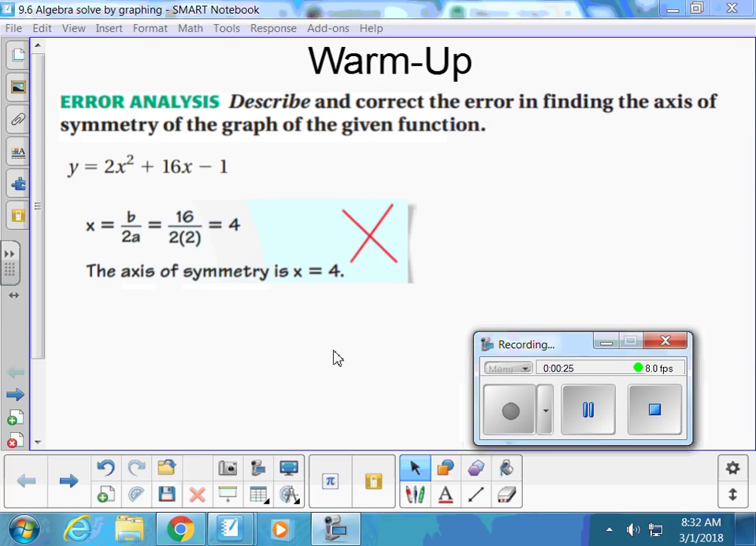Go ahead and click pause and try this warm-up and see if you can find where the student made a mistake. All right, you're back. So where the student went wrong is they used the wrong formula. X equals negative b over 2a, and they did just positive b over 2a. So to correct that, we would just turn that 16 to a negative, and that would make that answer a negative 4. So the axis of symmetry would be at x equals negative 4.